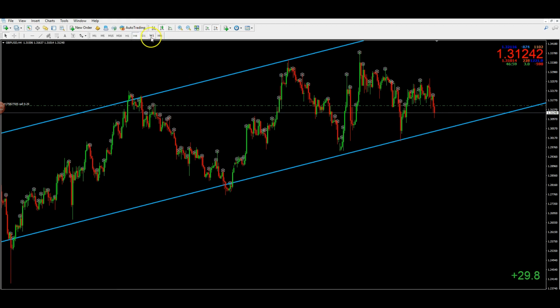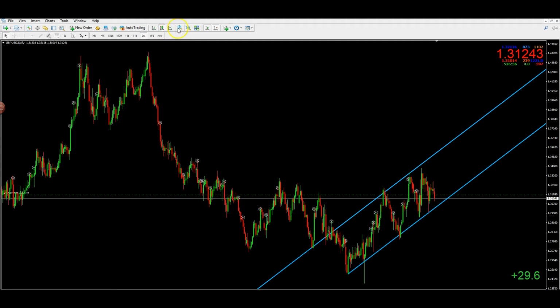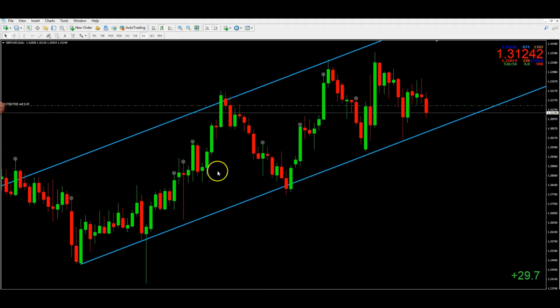Even as I did say, or as we can see here on the daily time frame, it shows that we are in an uptrend. So I really would be looking to buy. Otherwise, I'll wait for the price to get to the top of the channel and then take it down. You can see where it basically started.